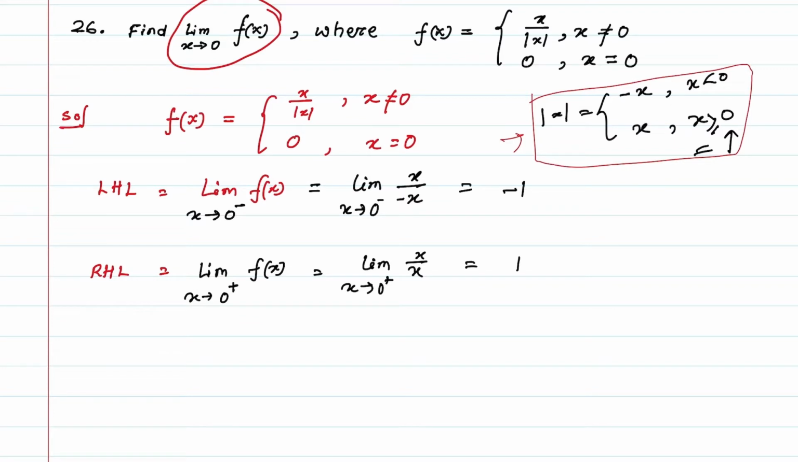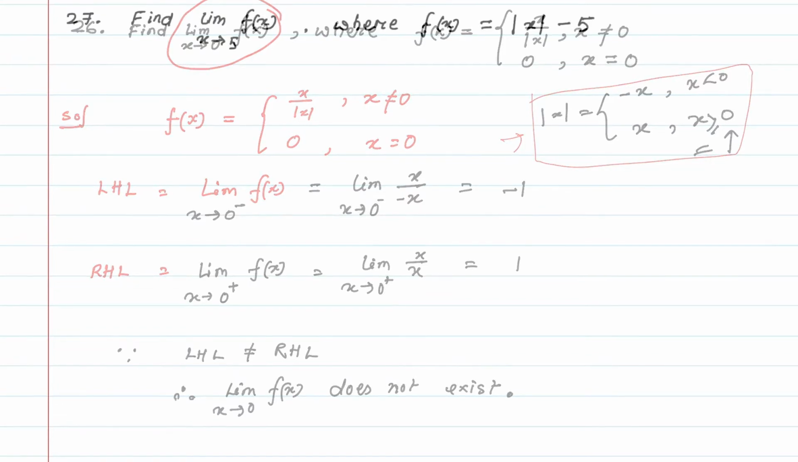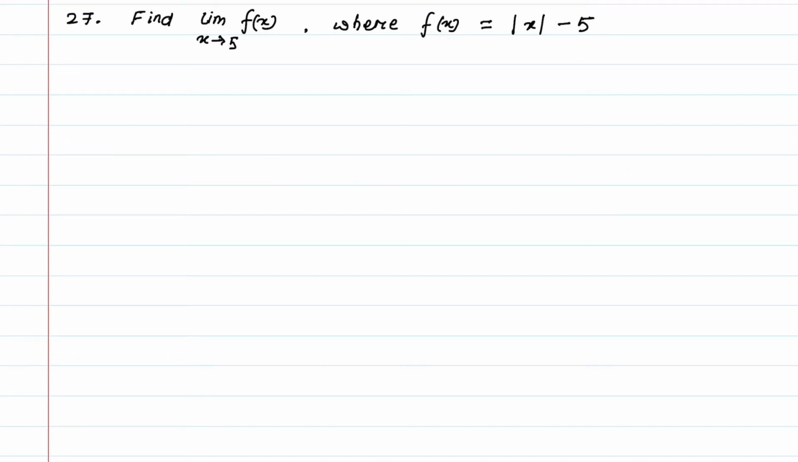Okay, here you see in this case left hand limit and right hand limit are not equal. Since left hand limit is not equal to right hand limit, therefore limit f of x as x tends to 0 does not exist. Okay, so that is question number 26. That's how we can solve. Now let me show you how to solve question number 27.